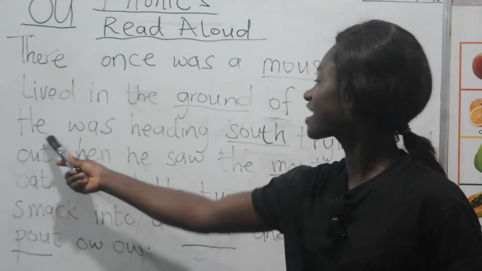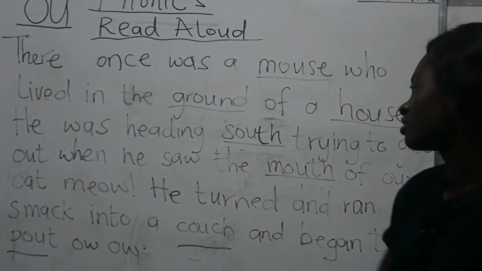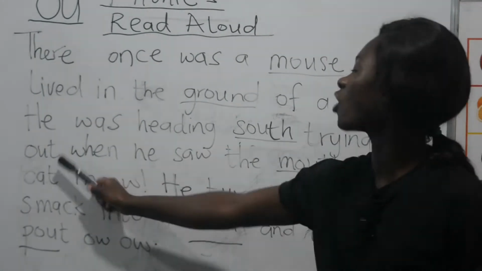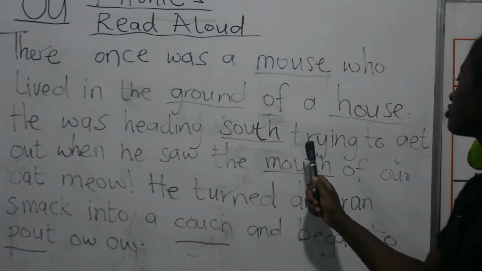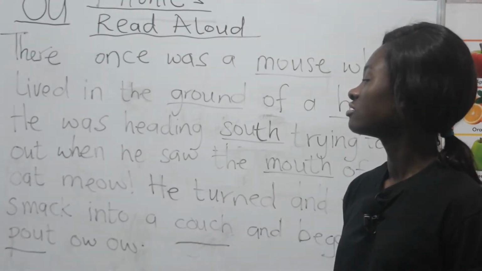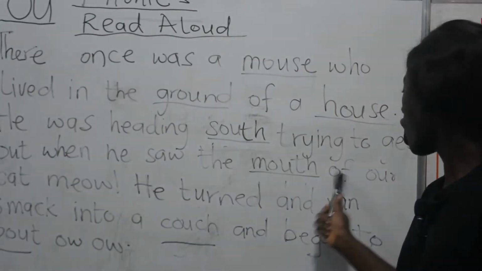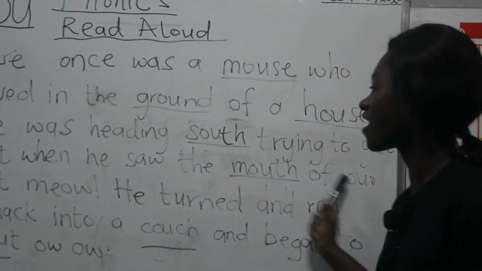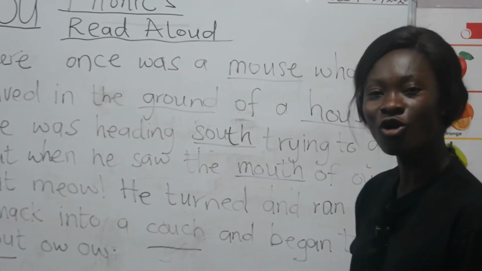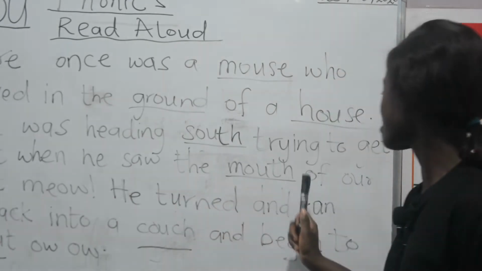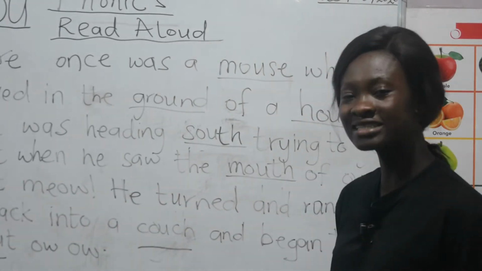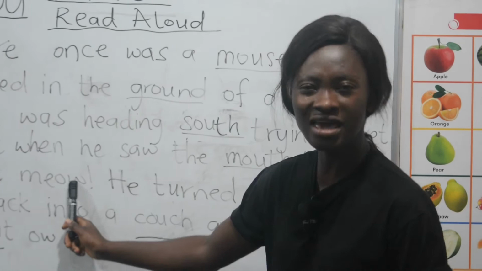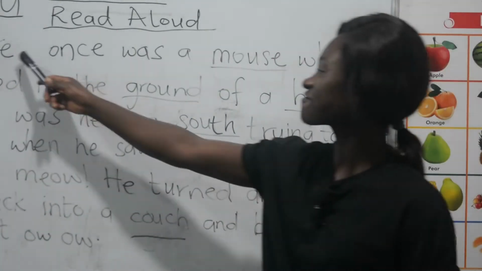All right, let's continue. He was heading south, trying to get out. Read it after me. Trying to get out. When he saw the mouth of our cat, meow. When he saw the mouth of our cat, meow. Say it after me. Last one. When he saw the mouth of our cat, meow. Very good.